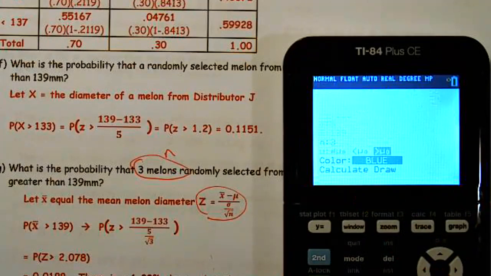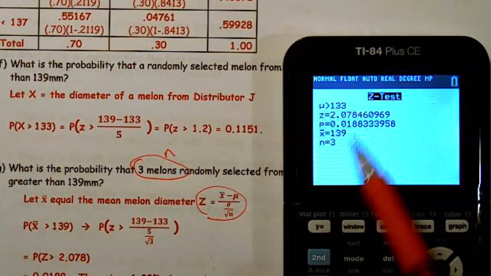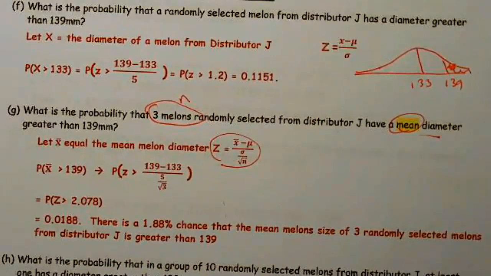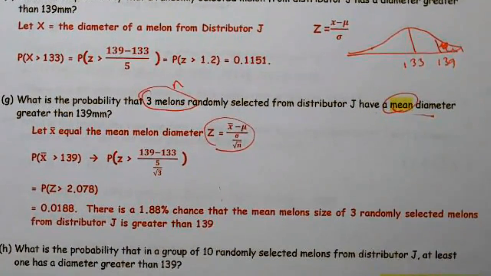And we find out that this is substantially more rare that this would happen. So our z-score is 2.078, and the probability of it happening is a little less than 2%. So there's about a 2% chance that you would get 3 melons from distributor J with a mean diameter greater than 139.